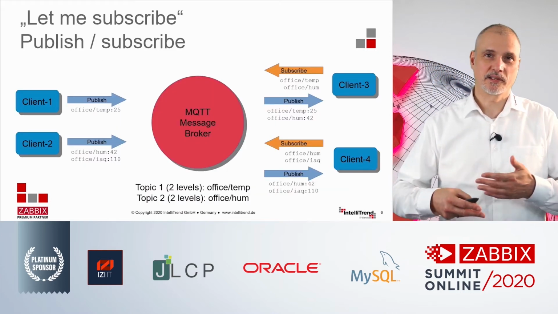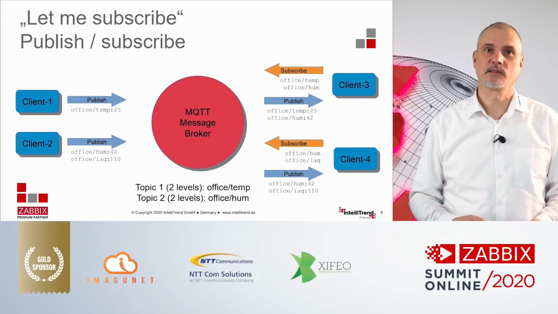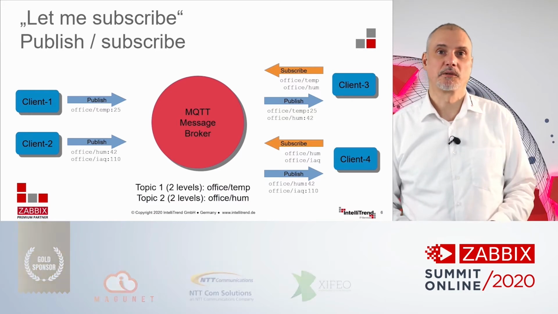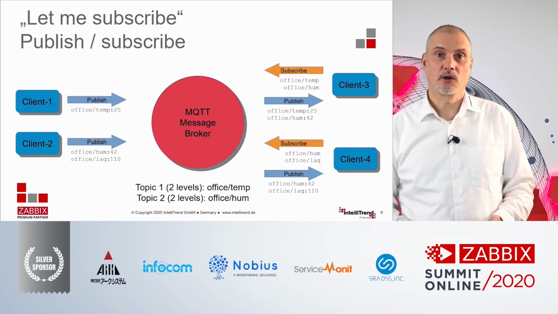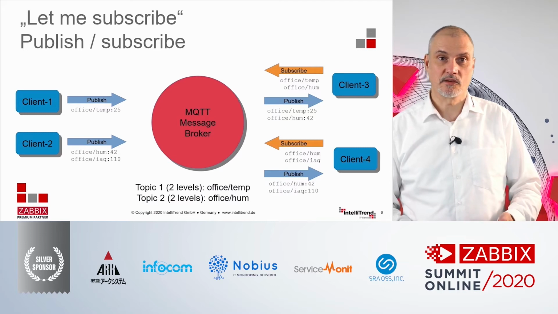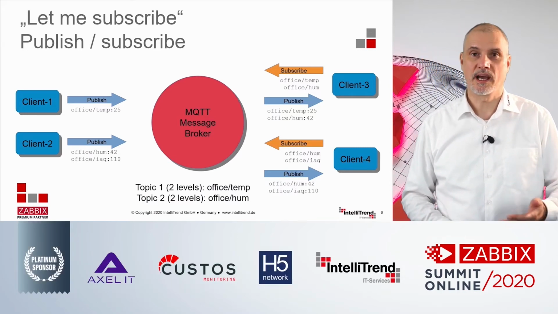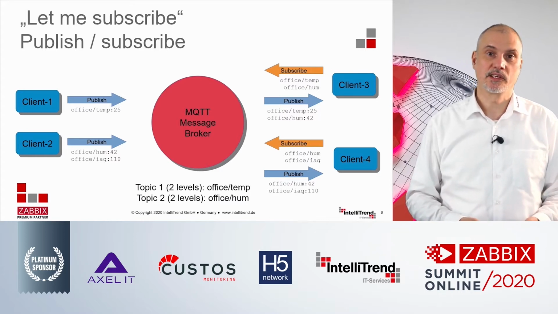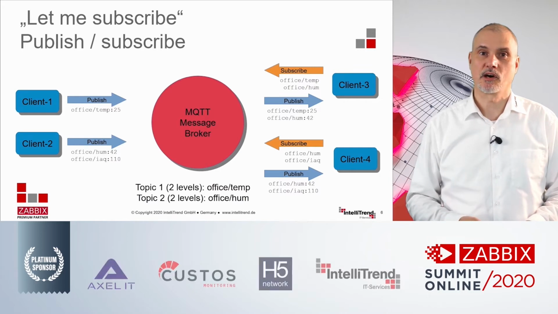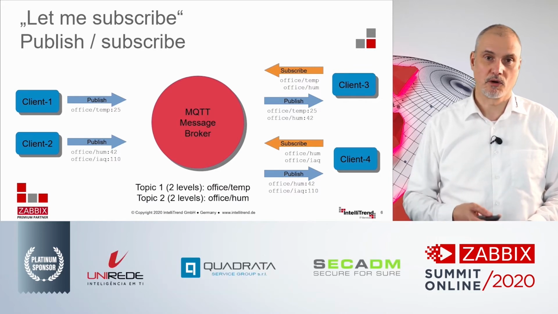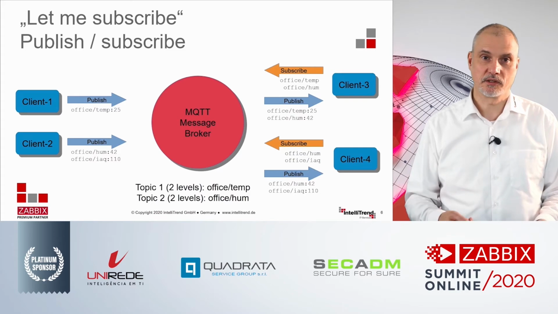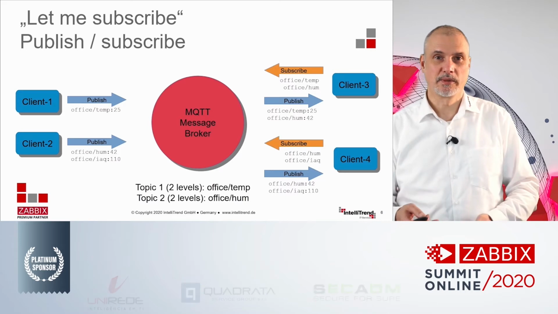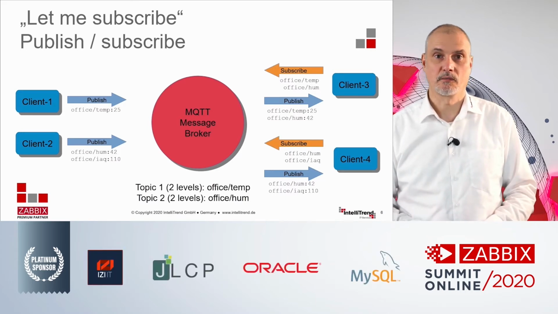So what is this publish subscribe thing about? What does it mean? Have a look at the slide here. In the middle, we have our MQTT message broker. The message broker consumes messages that are published by clients on the left-hand side. Client number 1 and client number 2 are publishing data to the message broker using so-called topics. In our example, that is office temp, office humidity or office indoor air quality. You see the names. These topics look a little bit like URLs on a web page.